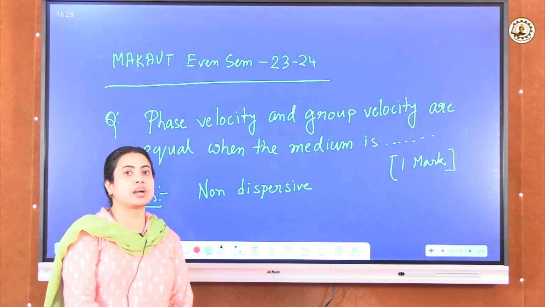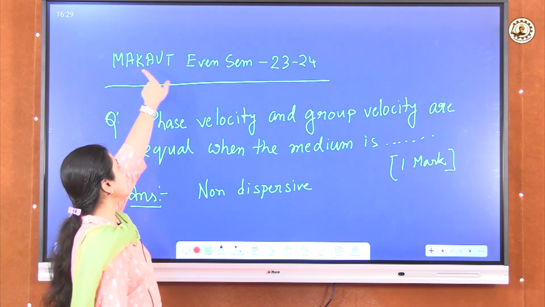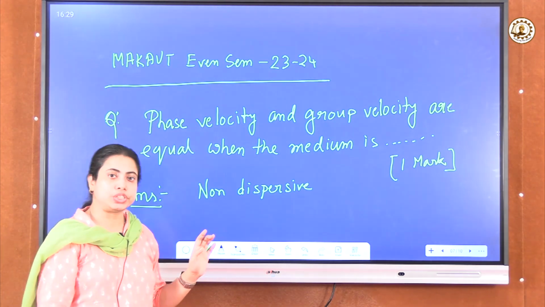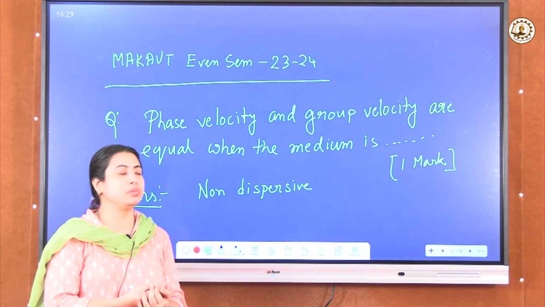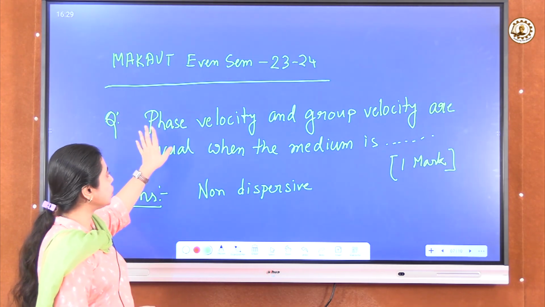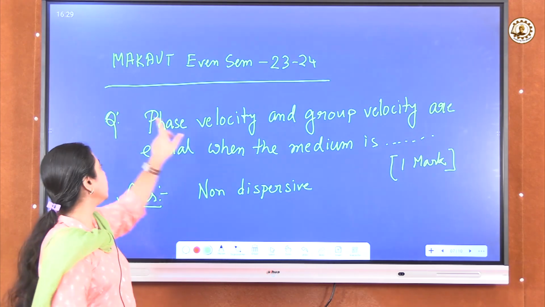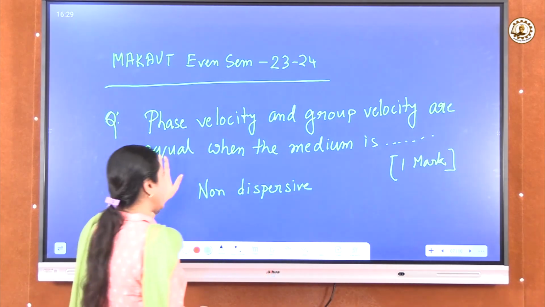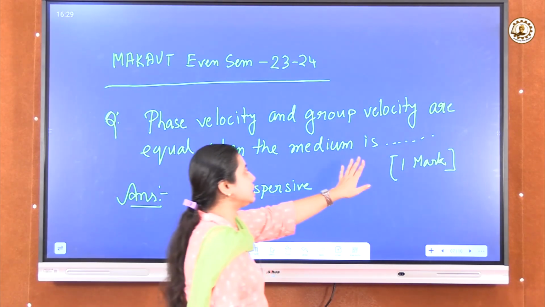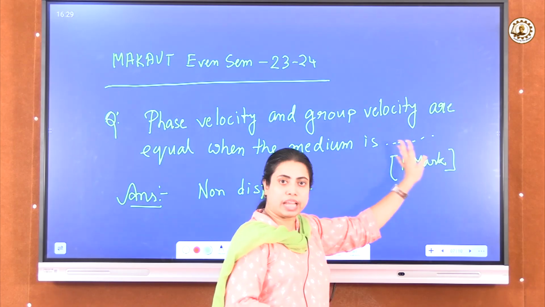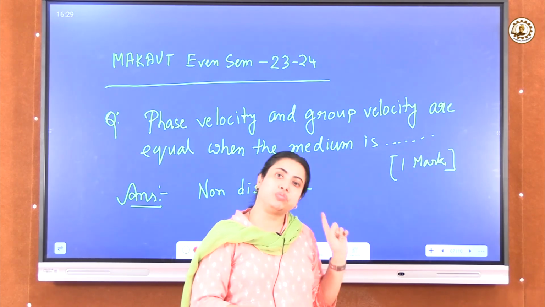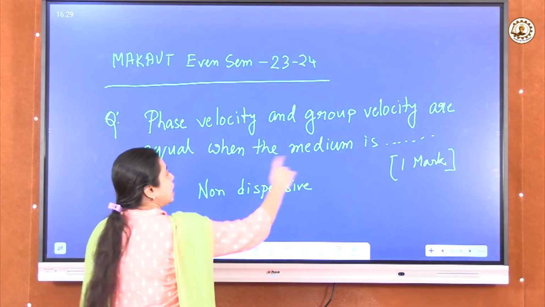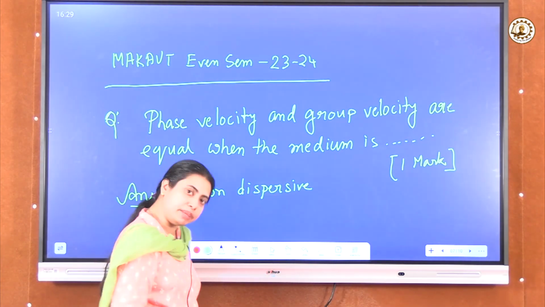Now we will see a question from MAKAUT in the even semester of 23-24. They asked a very short question, but the concept I need to explain to you. So I am writing the question, the answer, and then the explanation. Phase velocity and group velocity are equal when the medium is ... You have to fill up the gap, and it is a question of 1 mark. So the direct answer of this fill in the gaps is: when the medium is non-dispersive.